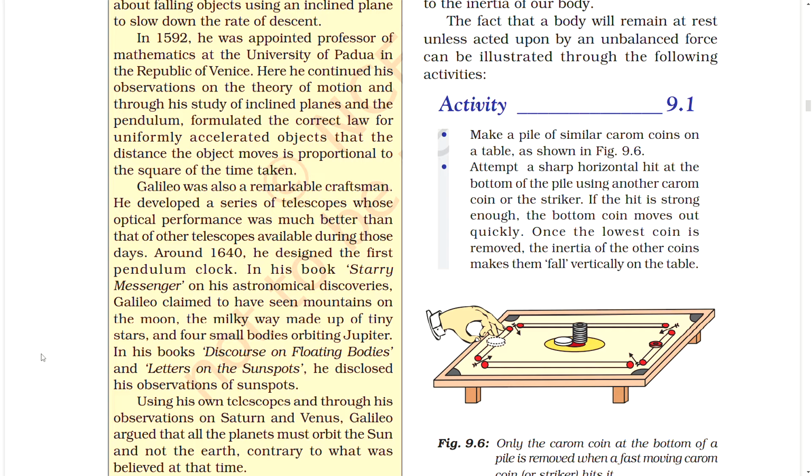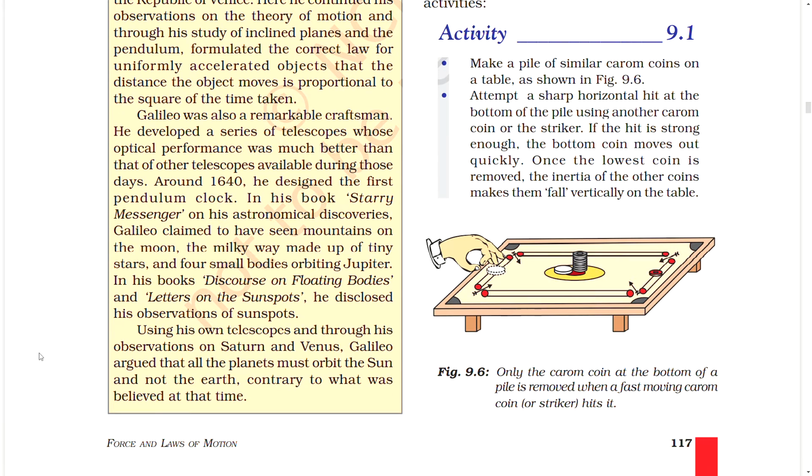In his book, A Starry Messenger, on his astronomical discoveries, Galileo claimed to have seen mountains on the moon, the Milky Way made up of tiny stars, and four small bodies orbiting Jupiter. In his books, Discourse on Floating Bodies and Letters on the Sunspots, he disclosed his observations of sunspots. Using his own telescopes and through his observations on Saturn and Venus, Galileo argued that all the planets must orbit the Sun and not the Earth, contrary to what was believed at that time.